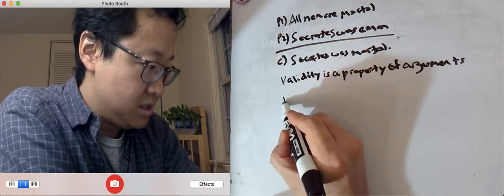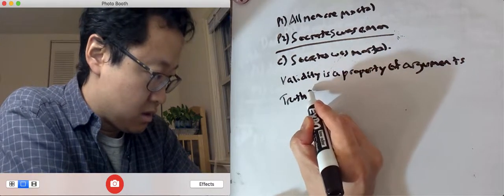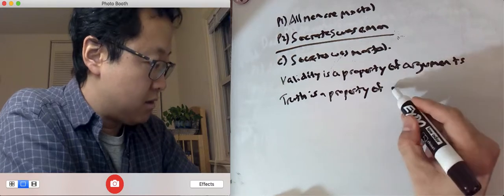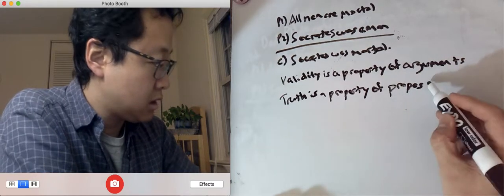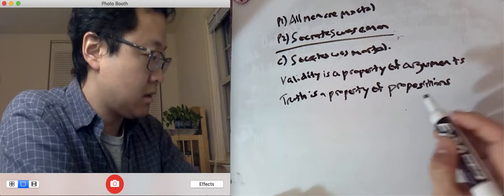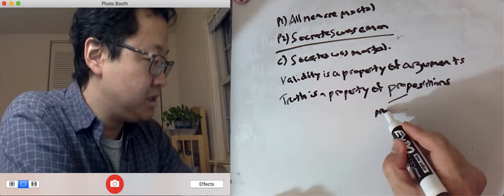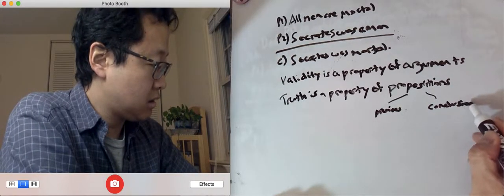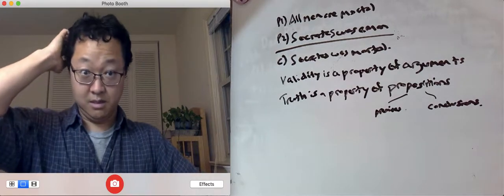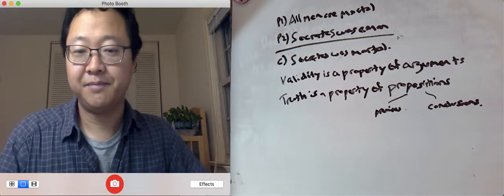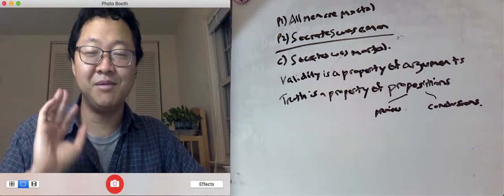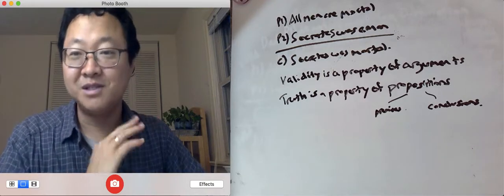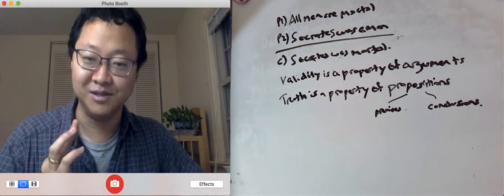Okay, so I'll say this. Truth is a property of propositions, where propositions could be premises or conclusions. All right. Now, with that said, I'm going to state two claims to clarify something, and this will help us block off the misconception or the false thing that a lot of students say.